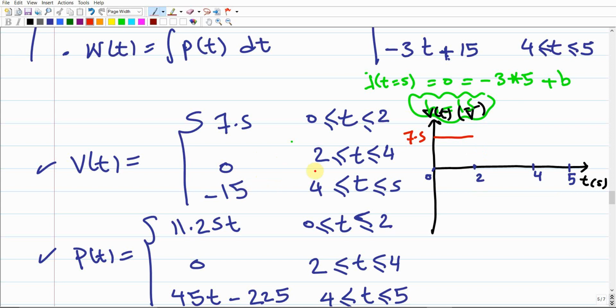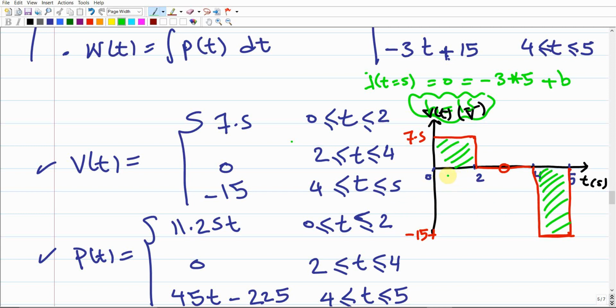And then within the second time period, between 2 and 4, it should be 0. Then the third time period, it should be negative 15. So I should have here negative 15, right? Then simply you connect all of these lines to have a single curve, but this curve is just a discrete curve representing a discrete function. So this should be the voltage plot and how it changes over time.